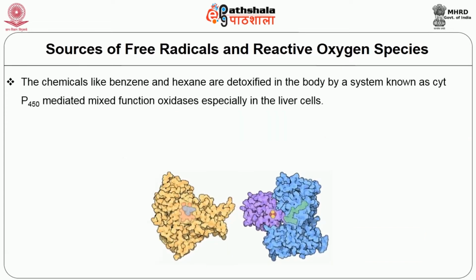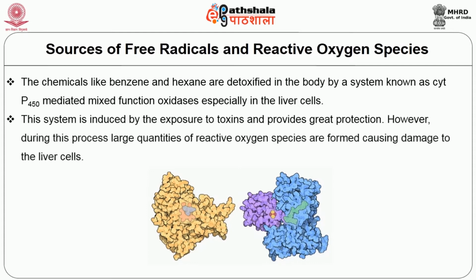Chemicals like benzene and hexane are detoxified in the body by a system known as cytochrome P450 mediated mixed function oxidases, especially in the liver cells. This system is induced by exposure to toxins and provides greater protection. However, during this process, large quantities of reactive oxygen species are formed, causing damage to the liver cells.